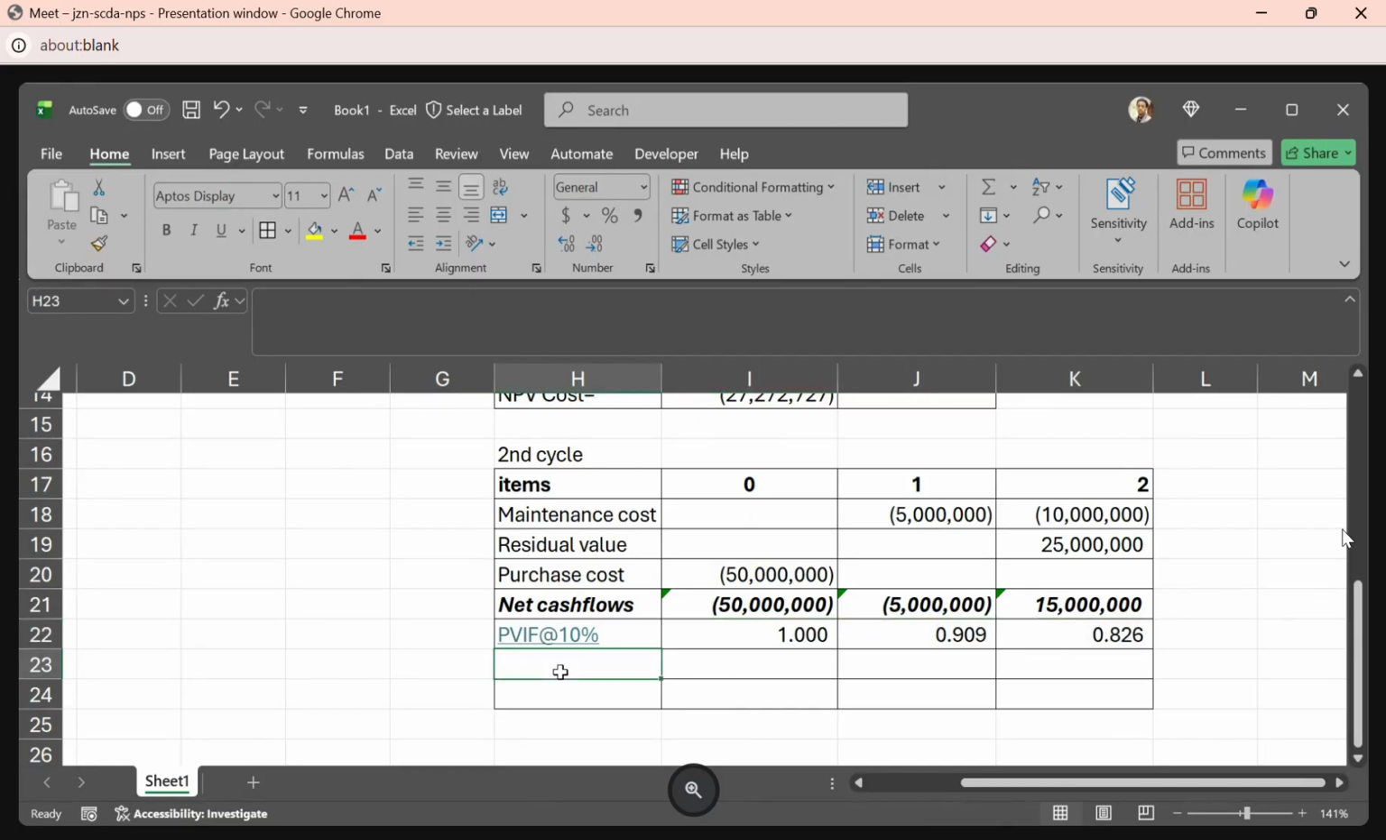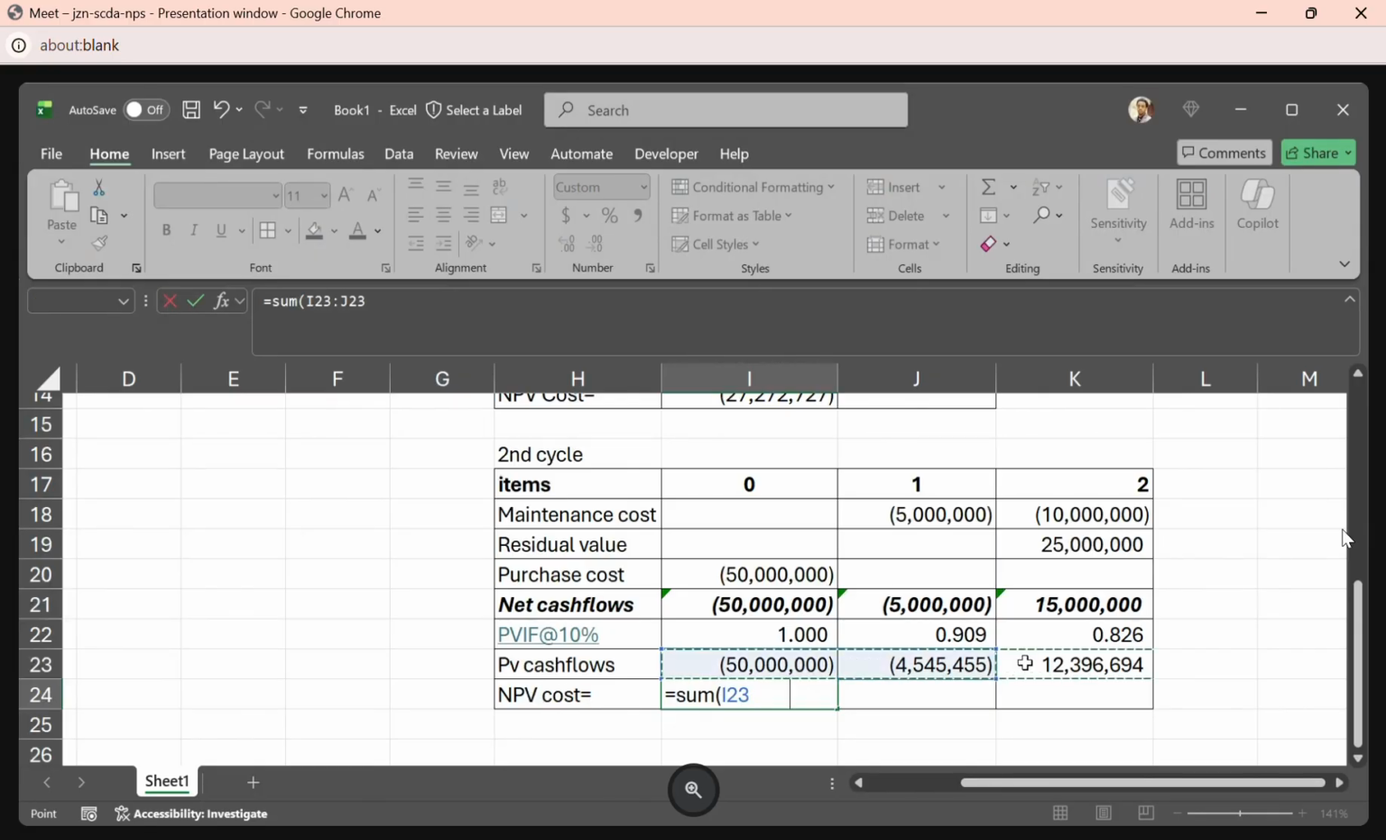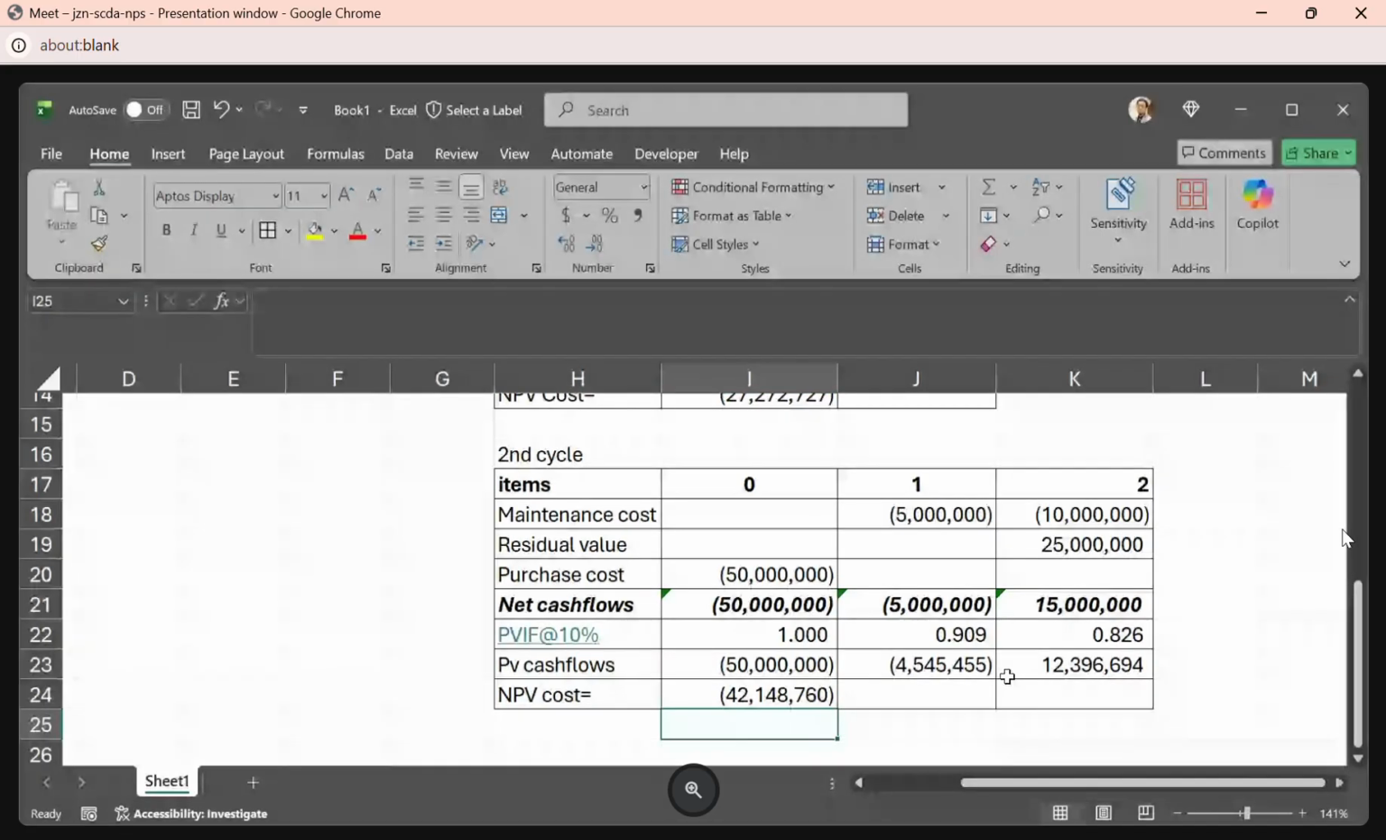So now PV of the cash flows, present value, it is this 50 times our present value interest factor, our discounting factor. You see, I will be having this figure. So let me determine the NPV of cost. If we replace in the second year, what will be the cost? I will add all of this. This is the NPV for the second cycle.